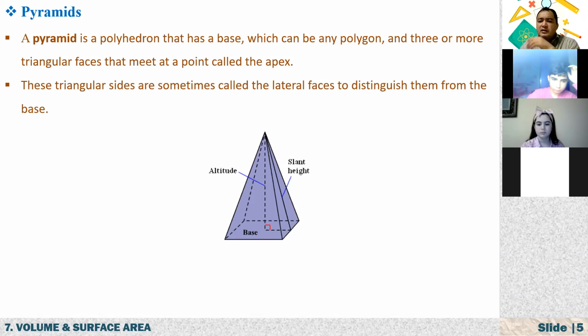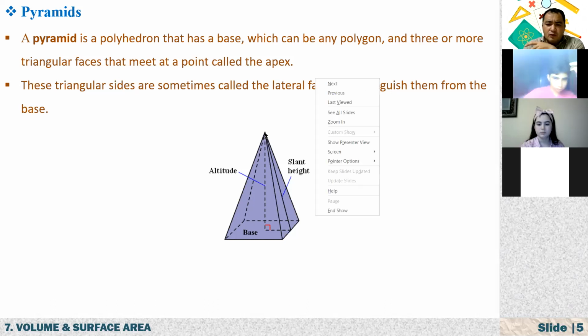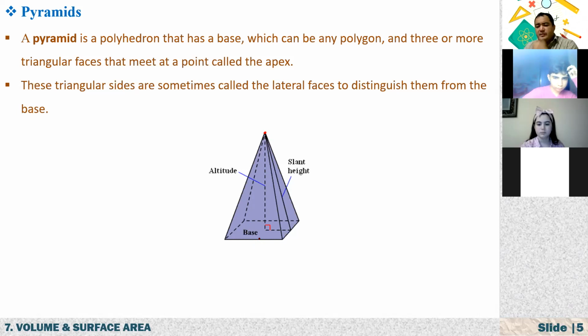Depending on the name of the polygon, we can name the pyramid. If the base is a triangle, we call this a triangular pyramid. If the base is a square, a square base pyramid. If the base is a rectangle, a rectangle base pyramid. If it is a pentagon, hexagon, whatever it is. And three or more triangular faces meet at a point called the apex. The base of the pyramid is a polygon, and all other faces are triangles. These triangle sides are sometimes called the lateral faces to distinguish them from the base. So we call this a lateral face.